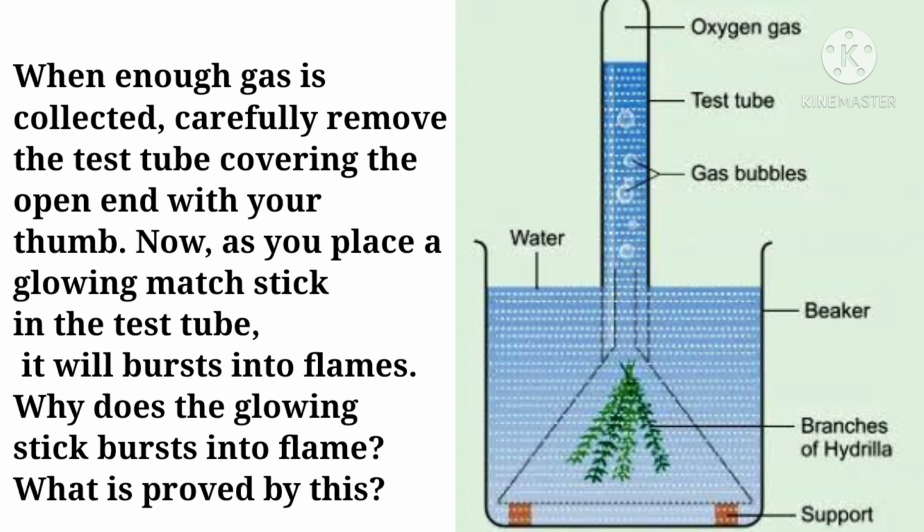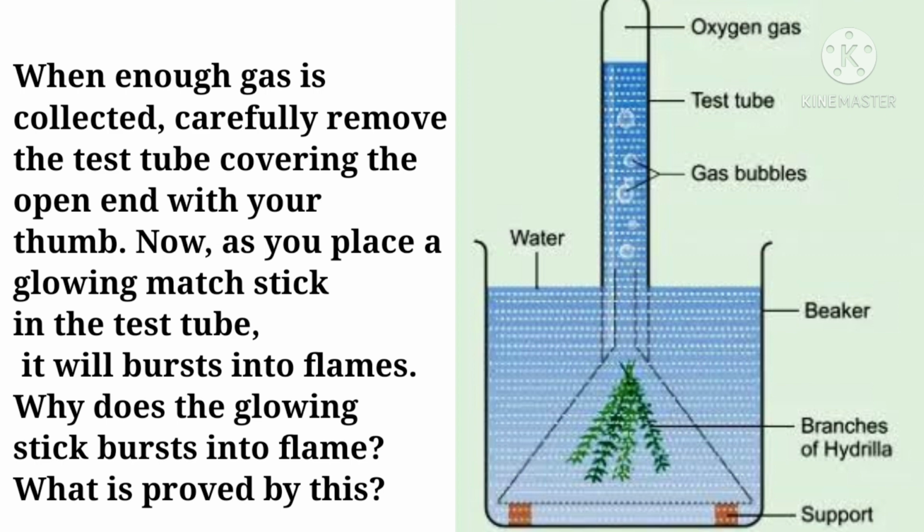The gas bubbles which are produced from the hydrilla plants are oxygen gas. We know that oxygen helps to burn, and in the presence of oxygen the glowing matchstick will burst into flame because oxygen helps to flame. And what is proved by this? It proves the evolving of oxygen due to photosynthesis.